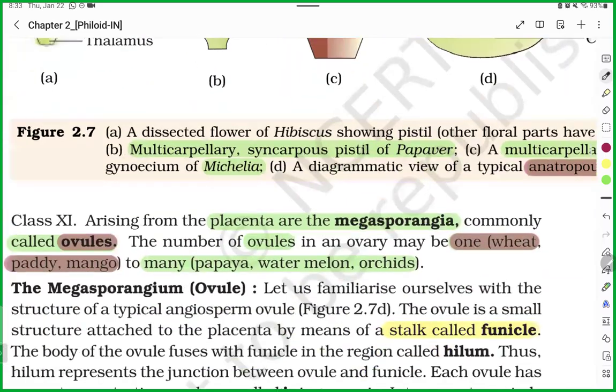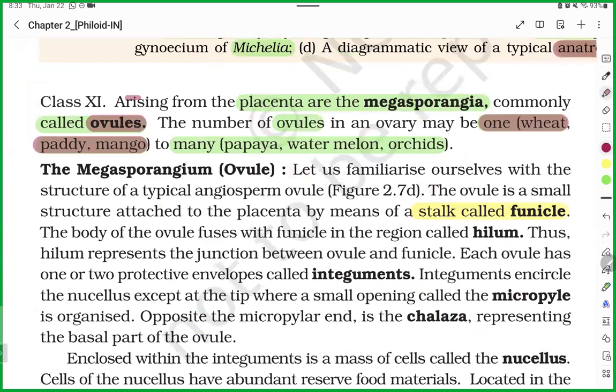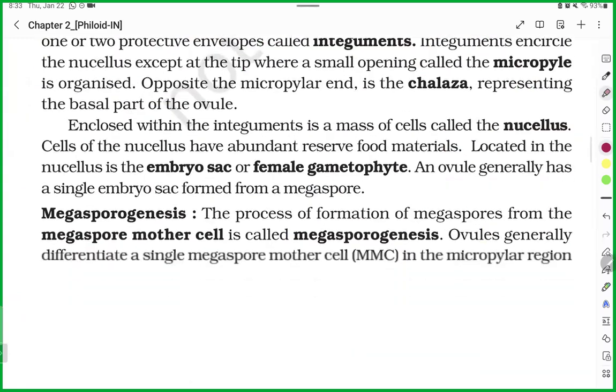And if again they want to ask the question, this ovule arises from the placenta. Arising from the placenta is the megasporangium. Ovule arises from the placenta.